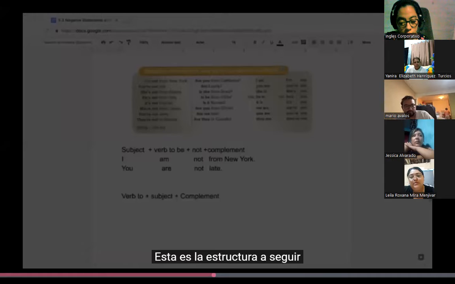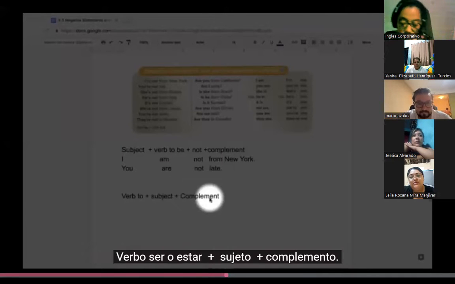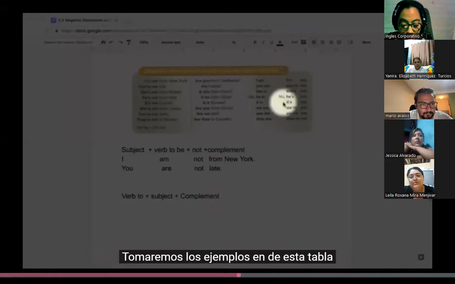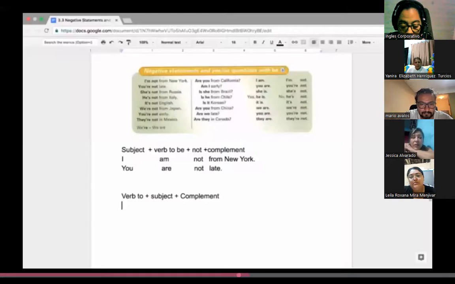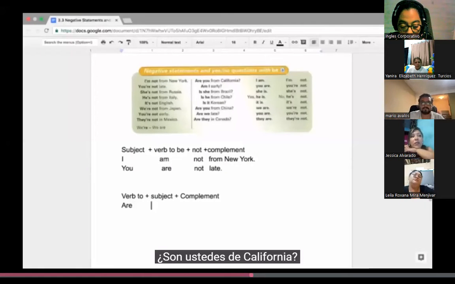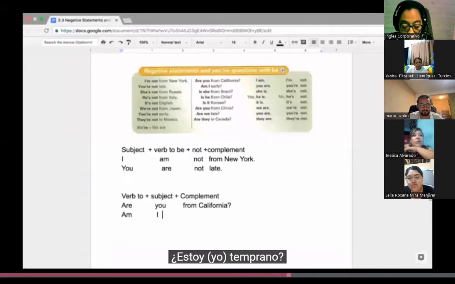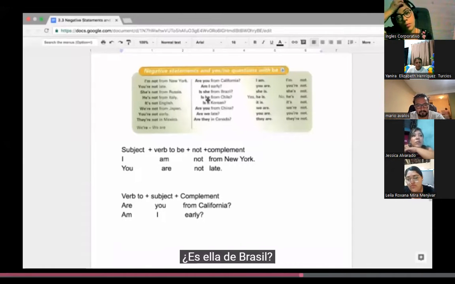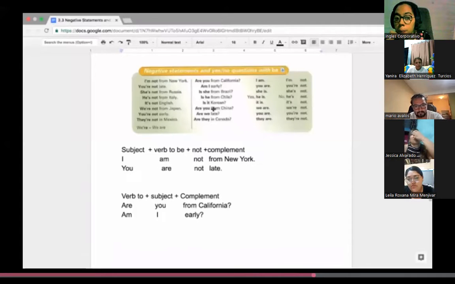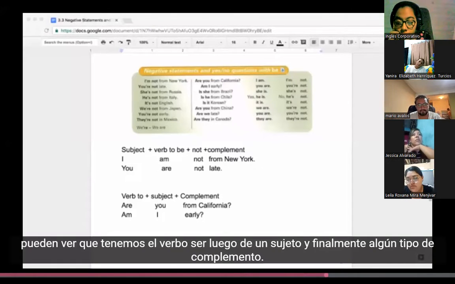This is the structure to follow. Verb to be plus subject plus complement. We're going to take the examples from this chart. So, are you from California? And then put a question mark at the end. Am I early? Is she from Brazil? Is he from Chile? Is it Korean? Are you from China? Are we late? Are they in Canada? If you notice the examples above, you can see that we have the verb to be, then the subject, and finally some kind of complement.